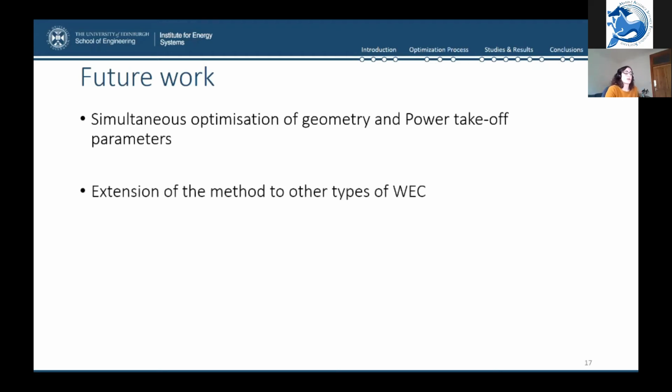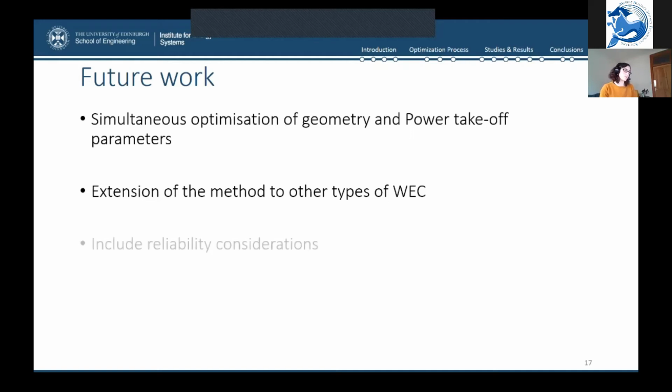Then the method could be extended to be applicable to other types of wave energy converters. So this methodology was developed as device agnostic, but it is basically only applicable for single floating body devices or two body devices. But as you have seen, there's a wide range of wave energy converter concepts. So yeah, the method could be extended to be applicable to more types of wave energy converter.